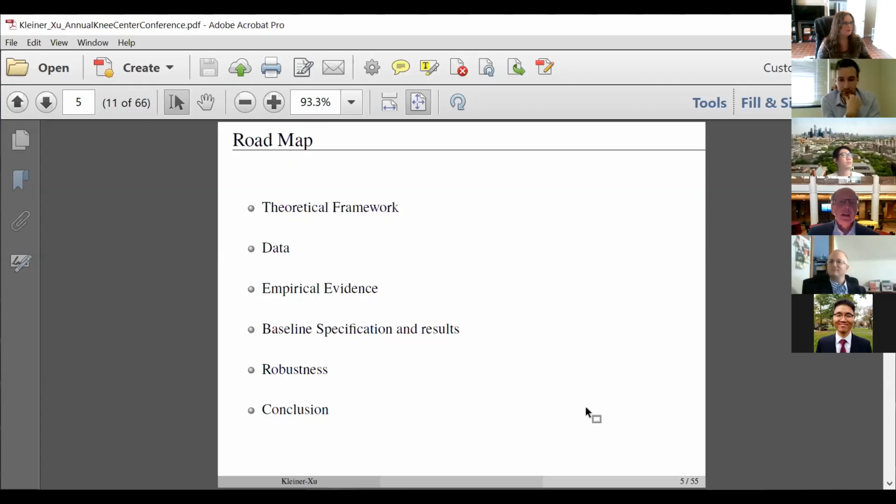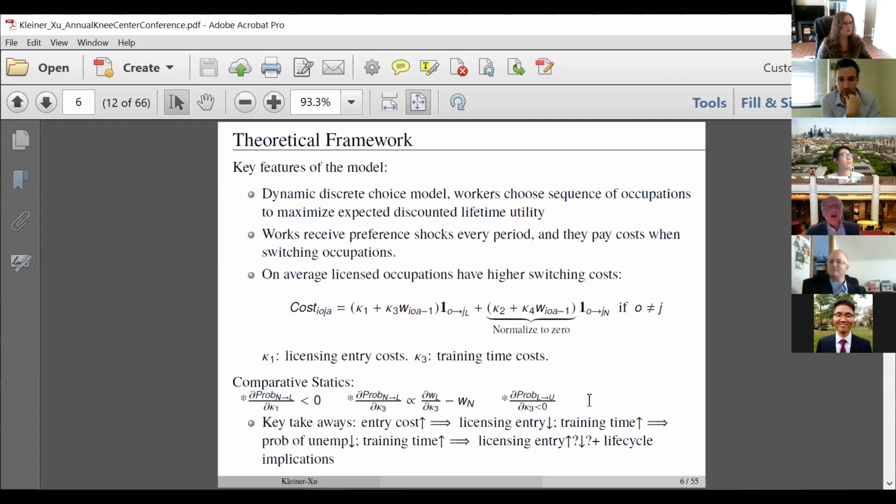So in terms of the theory, we start out with a discrete choice model. Workers choose sequential occupations in terms of maximizing discounted lifetime utility. Workers receive preference shocks every period, so they decide in every period whether they should stay or leave. They pay costs as a result of switching occupations. The model is more detailed in the paper, which I guess is available to you on your flash drive that you received for the conference.